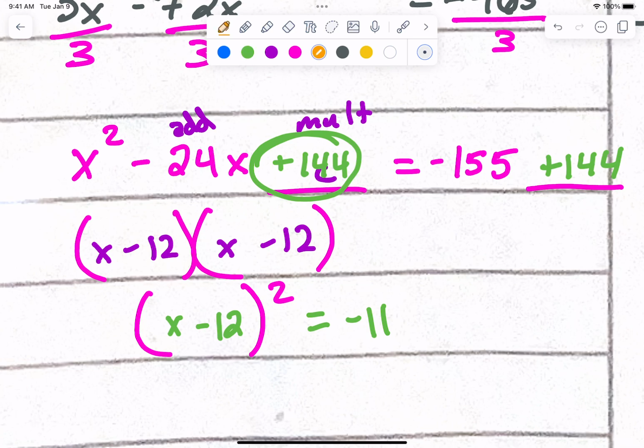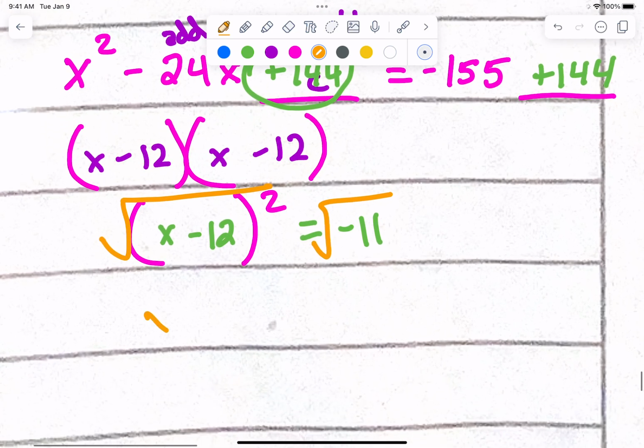All right, now at this point, I do the square root, right? The square root of this just makes it fall out. x minus 12 equals, what's the square root of negative 11? You can't. So it's negative 11. It's the square root of 11, times i. Okay, make sure the i is outside of the square root, but we also need, before we add the 12, plus minus.